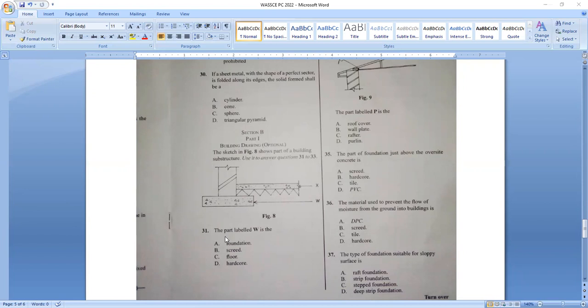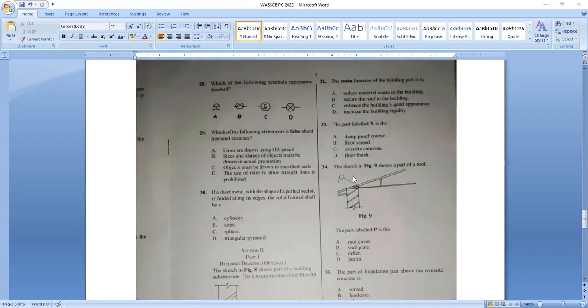So question 31 says that the part labeled W is a foundation. Then question 32 says that the main function of the part is to reduce material waste in the building, secure the roof of the building, enhance the building's good appearance, or increase the building rigidity. That is option D, and that is the answer to that question.